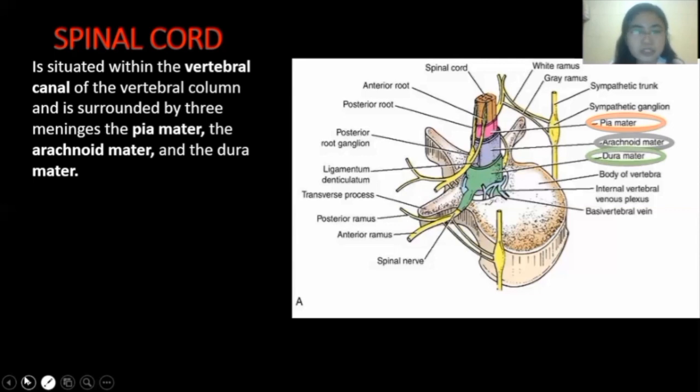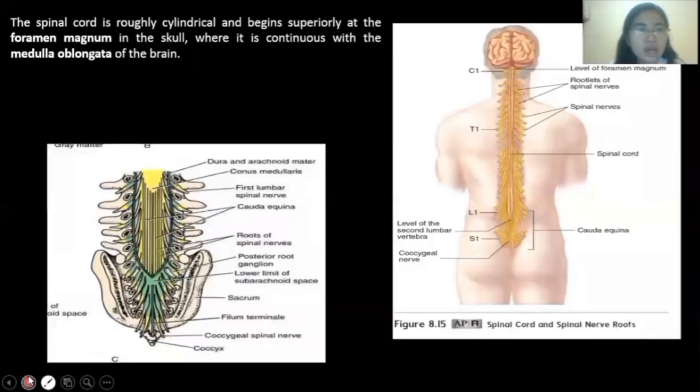A brief description of these three meninges. The pia mater is the innermost of the meninges, a thin membrane that covers the spinal cord. The arachnoid mater is the middle layer. Lastly, the dura mater is the outermost layer of the meninges that surround the spinal cord. In addition, further protection is provided by the cerebrospinal fluid, which surrounds the spinal cord in the subarachnoid space.